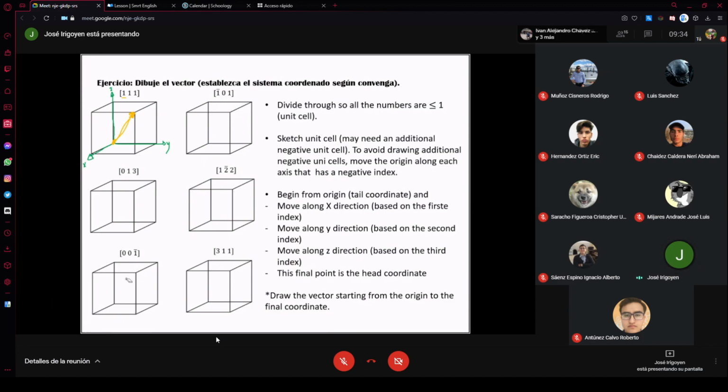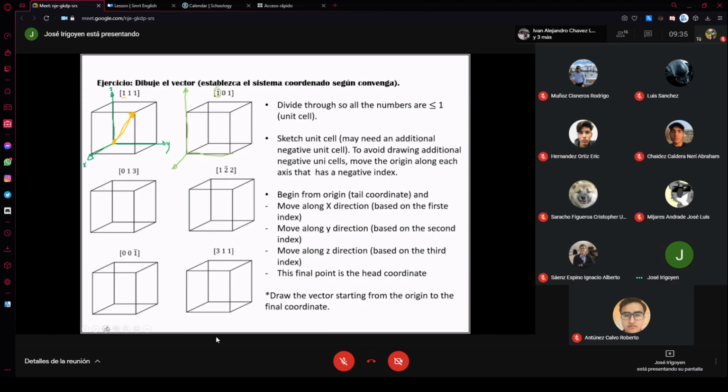So then, sketch unit cell, and to avoid drawing additional negative unit cells, move the origins along each axis that has a negative index. So in this case, we have a negative index in X. So we're going to move the origin from here to here, could be, right? So now the origin is going to be here. Why? Because we need a negative X. You have here this negative.